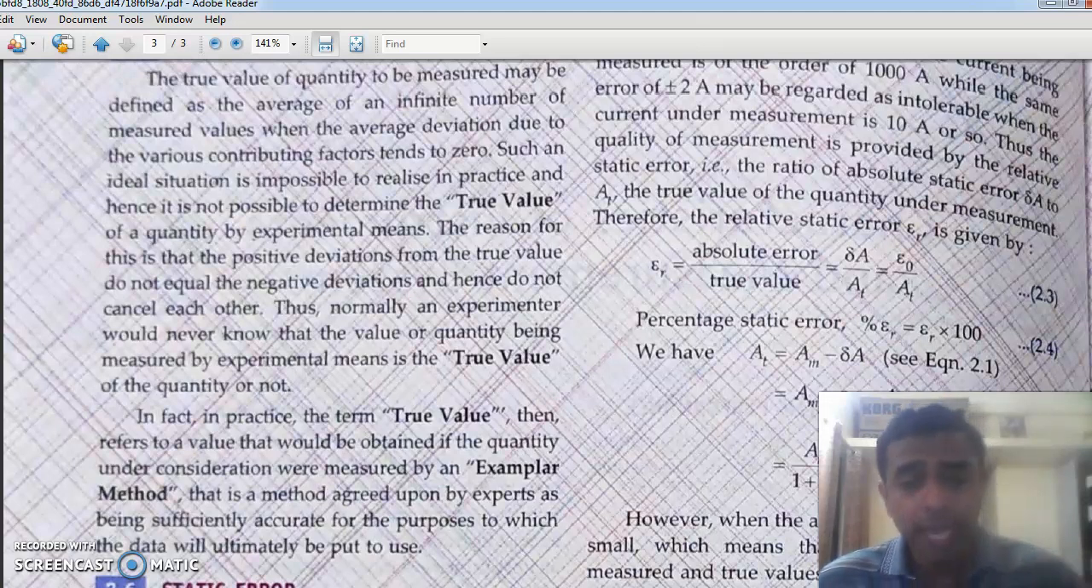So any exemplar method devised by experts can tell you a true value. By definition, with an infinite number of chances, if the average deviation tends to 0, then that is called a true value. That is the definition.